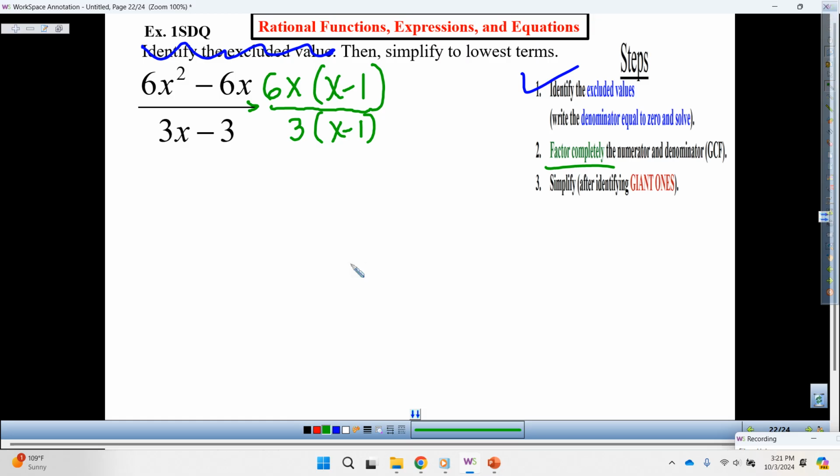If you guys missed the announcement, just go to the YouTube channel. Can we factor the 6 out more? Yeah, this is 2 times 3. So, giant ones: the 3 over 3, and the x minus 1 over x minus 1. And that leaves us with 2x over nothing, or 1, and I'm just going to leave it as 2x.